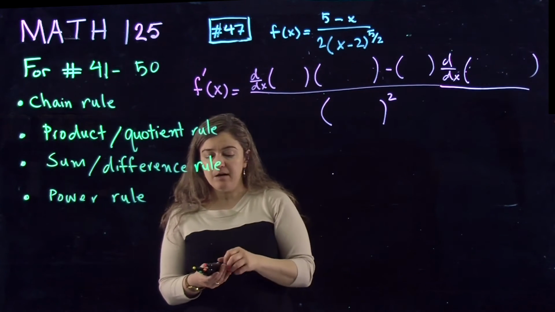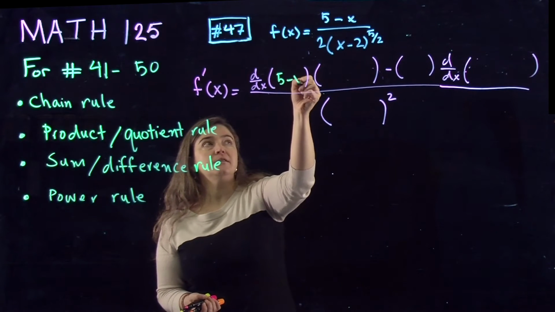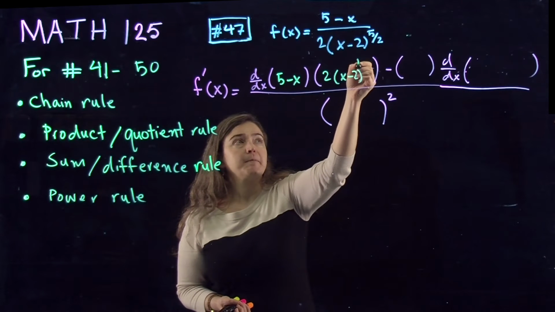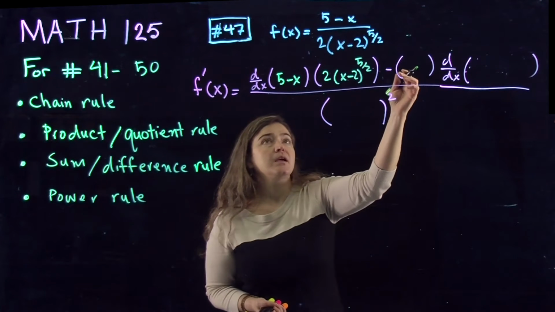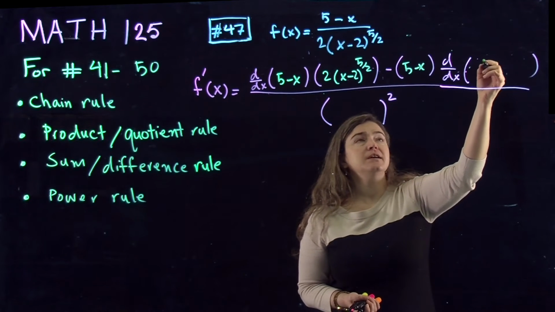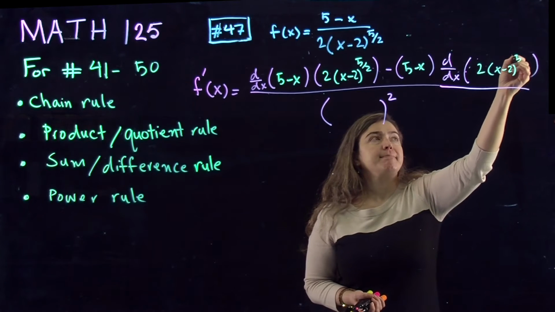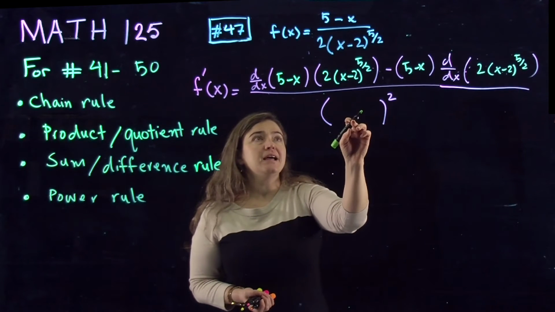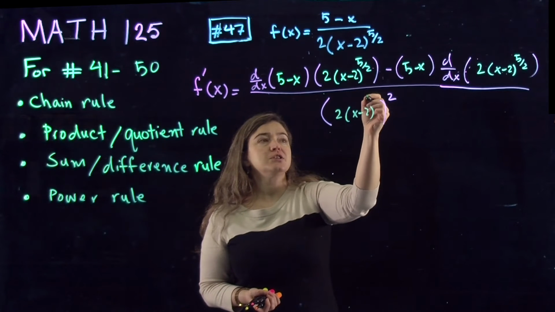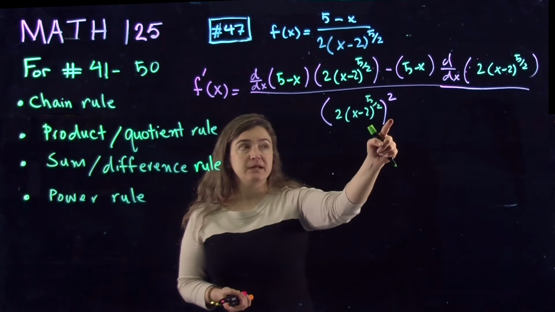Replacing everything in here. Derivative of the numerator in here, the entire denominator unchanged. Numerator unchanged, derivative of the denominator, and the denominator unchanged in the power 2 in the denominator.